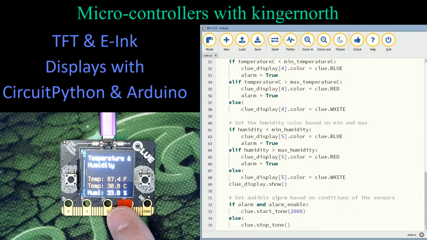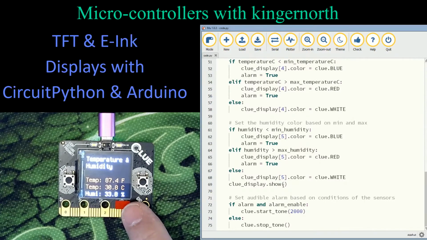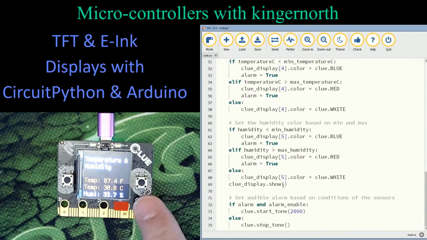Then, finally what I do is I add in this one line down here called clue display.show, which says, okay, now update the screen. Now that I've set everything up, send all the information out at once and update the screen so that it doesn't do it constantly as I'm reading through each part, so you don't see flickers of colors on each of the lines. And then I have my audible alarm if the alarm is on, which I set to false. It would ring the alarm at 2000 hertz, and then it would stop tone. If there is no alarm, it says stop the tone. And that's basically what it does.